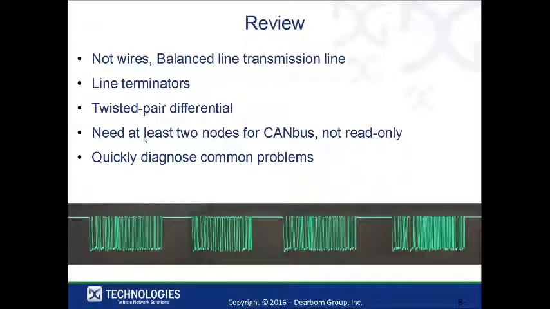To review, the CANbus are not just wires. The network is a balanced line transmission line, a common configuration in communication systems. The line terminators must be at both ends of the backbone. The CANbus signal is differential and must be on twisted pair wires. We need at least two working nodes for the CANbus to work, and the receivers must not be in read-only mode. Now you have lots of details about the CANbus physical layer that will allow you to quickly diagnose common problems with setting up a CANbus on the bench or in a lab environment.